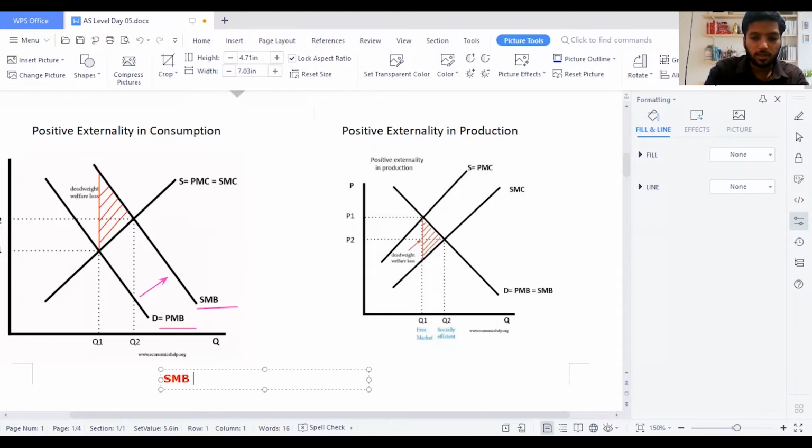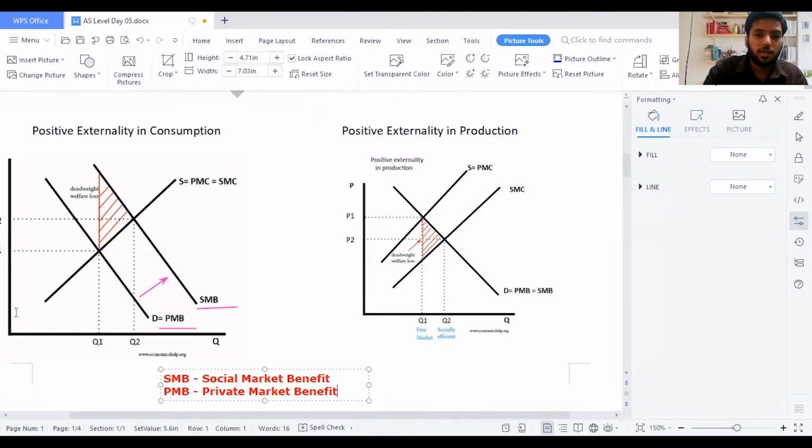You can also write it. Social market benefit. And PMB means private market benefit. Now, when you consume a product, it brings good advantages to the society. We say that social market benefit is higher than the private market benefit.